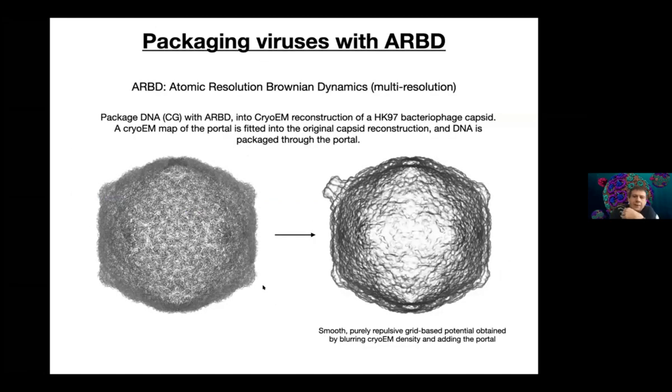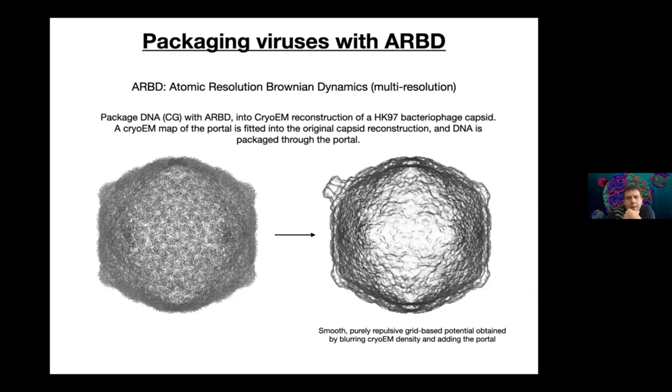So here's how we did it. We took a structure, this Cryo-EM reconstruction of the HK97 virus. We use this specific virus because a lot is known about it. It's not deadly or anything. It affects bacteria, but there's a lot of information about it. There's a portal protein here, which uses ATP to pack DNA inside.